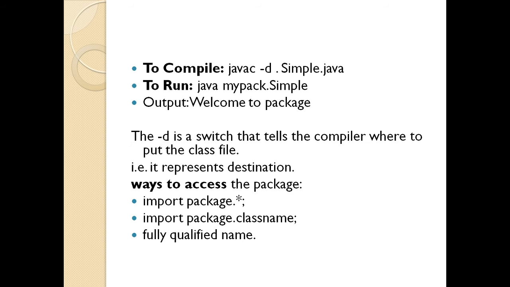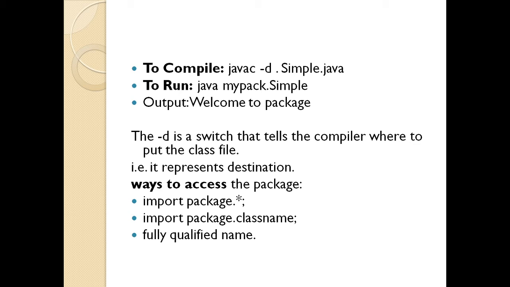Now how do you compile the packages? To compile you write javac -d . Simple.java. Then you run java mypack.Simple. So you run java with the class name, and before that you write the package name, and you get the output Welcome to package. The -d is a switch, so to compile we write javac -d . Simple.java, and you run with the Java interpreter. You write the class name, and before that you write the package name. So you write java mypack.Simple and you will get the output as Welcome to package.